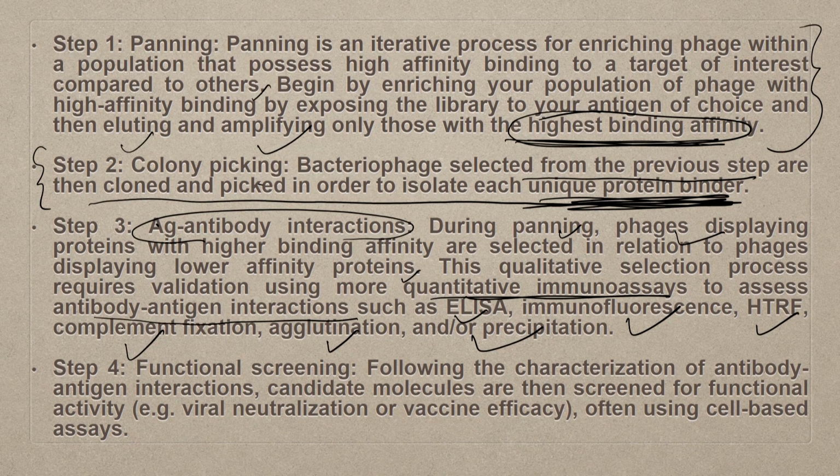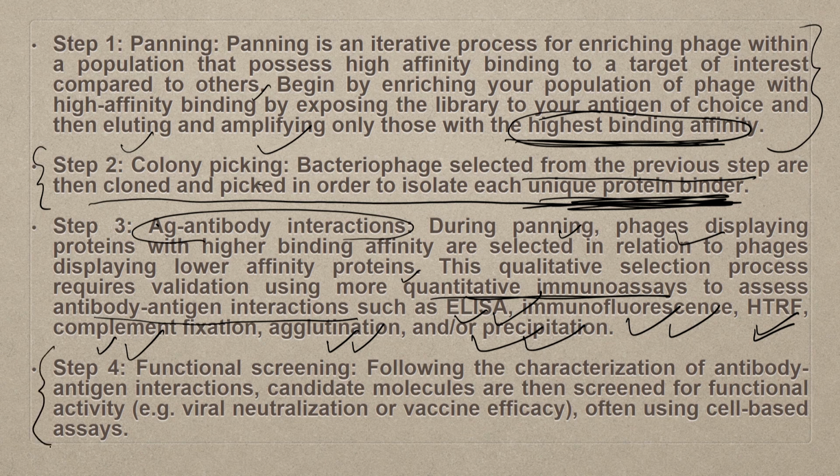Without that quantification, these kinds of selection processes cannot be validated in the long run. So, those techniques, quantitative immunoassays to assess antibody antigen interactions such as ELISA, immunofluorescence, HTRF, complement fixation, agglutination, and precipitation, are the ones which are of prime importance in terms of quantification.